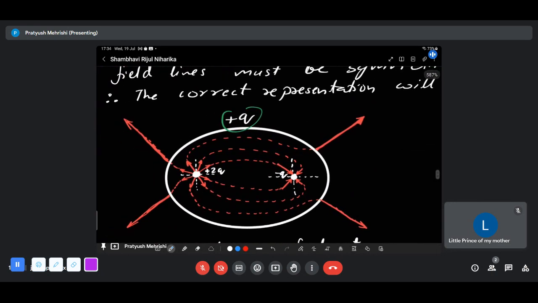This is the correct representation as seen from far. 8 field lines are emitting out, but only 4 are getting outside. Got it now?